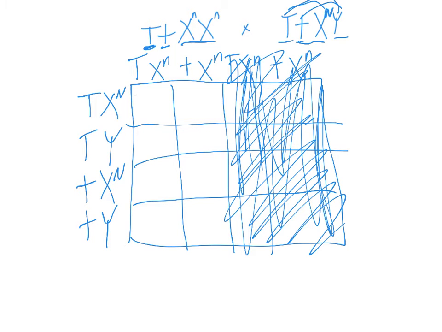Right, so let's fill this out. Big T, X big N, X little n, big T, little t, X big N, X little n, big T, X little n, Y, big T, little t, little y.